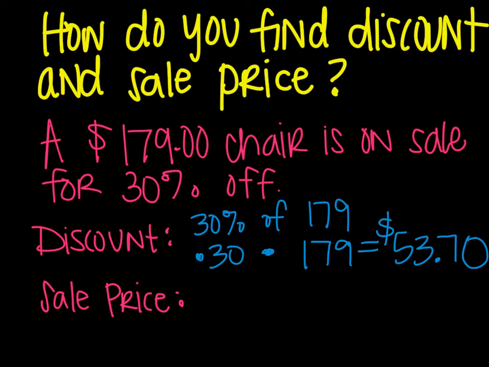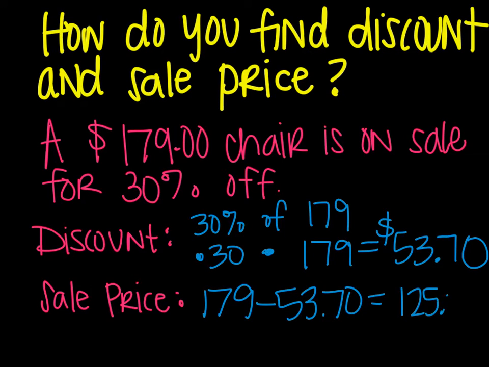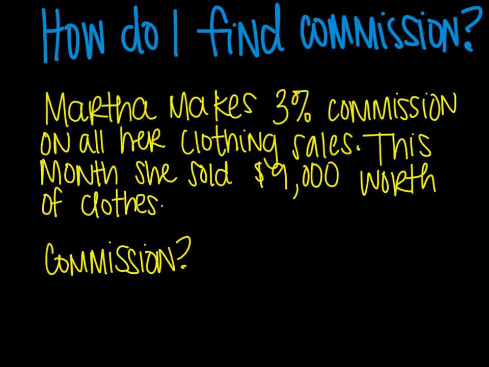Sale price then. We're going to take that original amount, the 179, and we're going to save money. So we're subtracting, we're lowering the cost by $53.70. So when you type that in your calculator, you get an answer of 125.3, but we're talking about money, so you need to add that 0 on there. The sale price is $125.30. That's how much money you are paying the cashier.